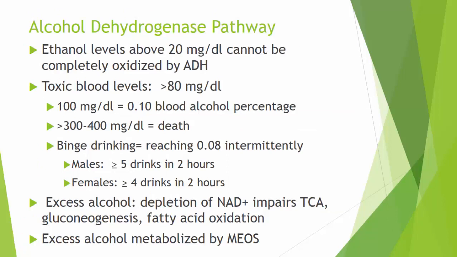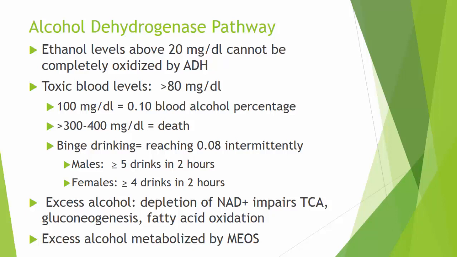However, the alcohol dehydrogenase pathway has a limited rate of activity. When we drink alcoholic beverages and our ethanol level moves to above 20 milligrams per deciliter, the alcohol cannot be completely oxidized by ADH. The ADH pathway can only handle ethanol at a particular rate. So if you drink more alcohol and you elevate your ethanol level above 20 milligrams per deciliter in your blood, then you begin having these substantial effects of ethanol on the systems of the human body.